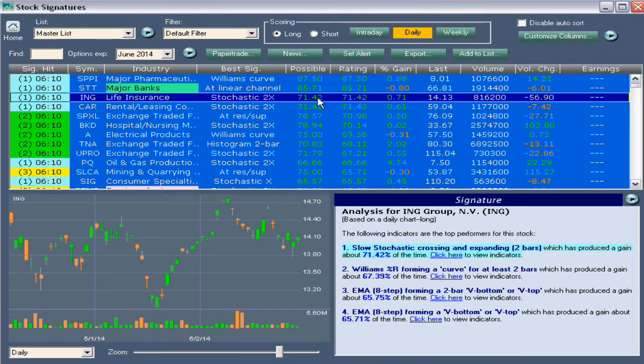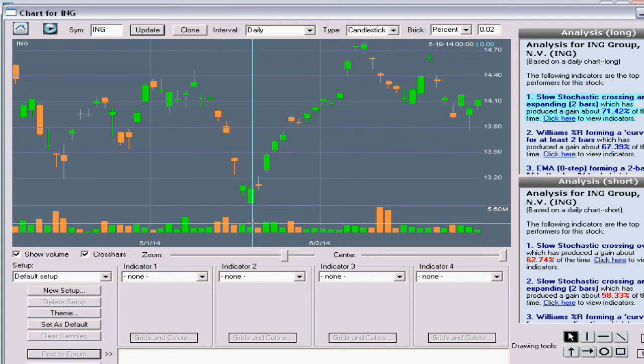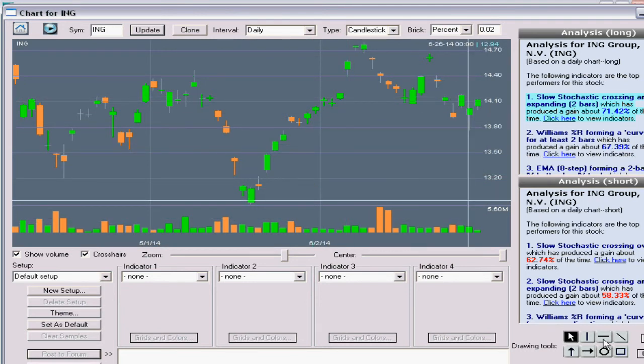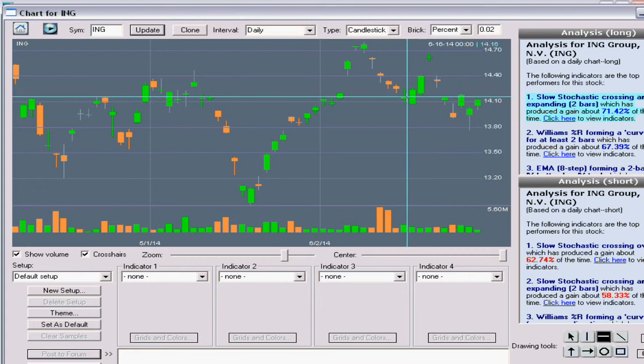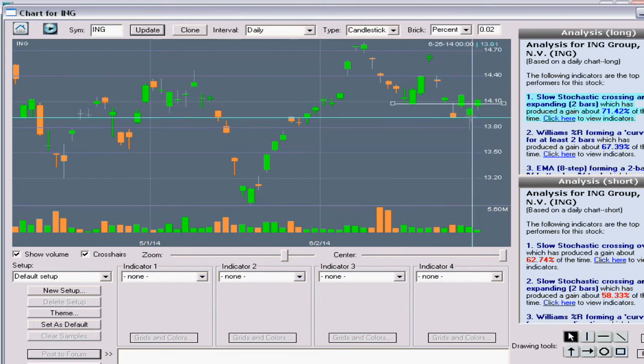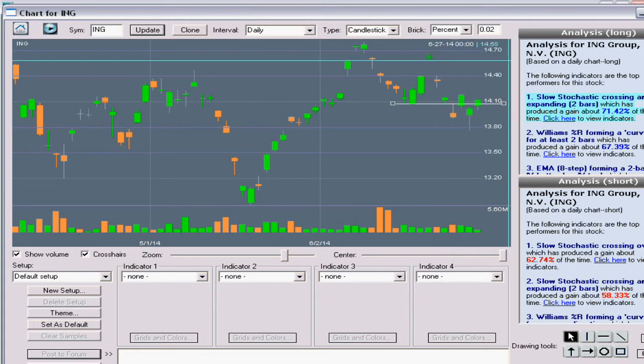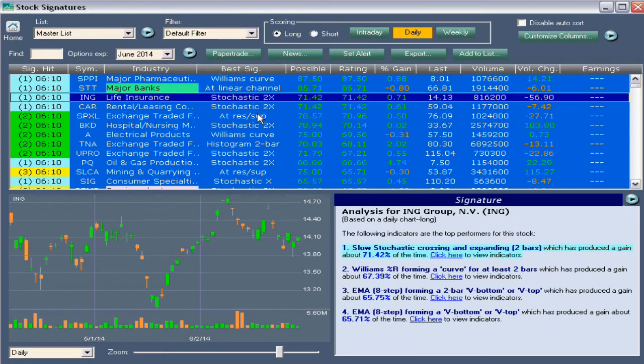Next one here. I don't see any compelling reason to like that one. As a matter of fact, it's actually near resistance. Resistance would be right there, okay? Because it doesn't like to get above that line. So I would rule that one out. See how I screen these?